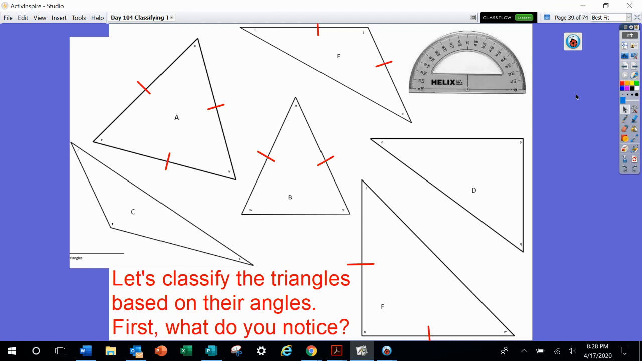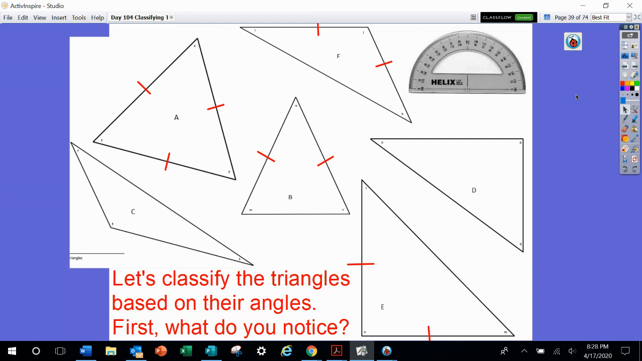Moving on, this is a little bit of fun for us, okay? So that was classifying based on side lengths. We had equilateral, scalene, and isosceles. Now we have a different way. We're looking at a different attribute of classifying triangles based on their angles.